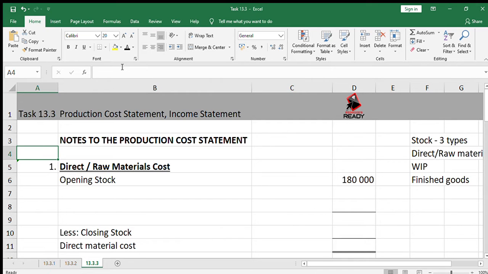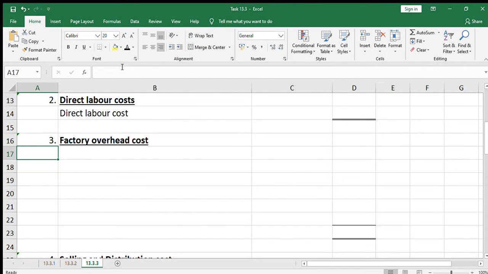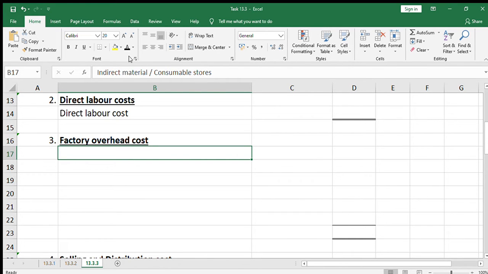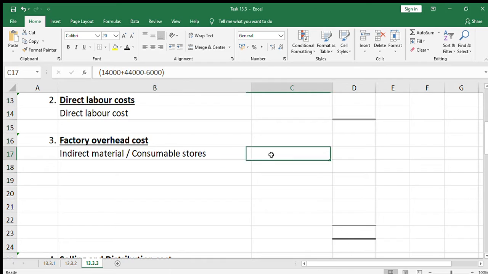Okay, then the next we have is consumable stores on hand. Now, consumable stores in the manufacturing enterprise is regarded as indirect material. So I'd like you to go to note 3, which is the factory overheads, and you can write the indirect material or consumable stores. Those words are used interchangeably. You don't have to write both. You just write one. And I want you to open up a bracket, and we're going to put this amount of 14,000 into the bracket.